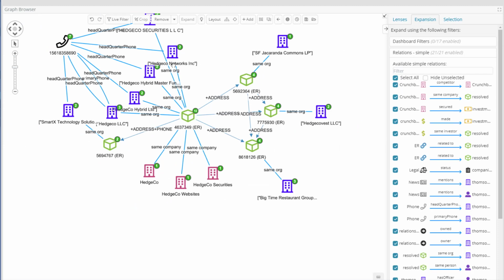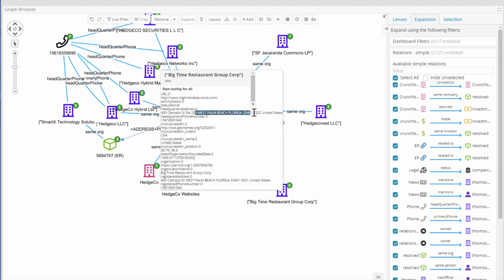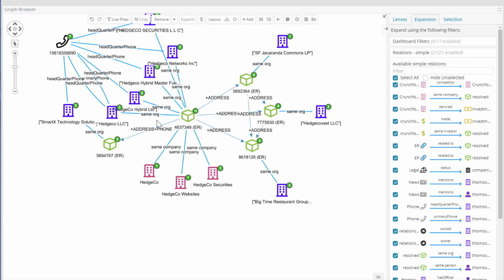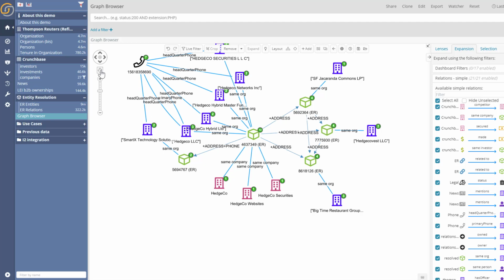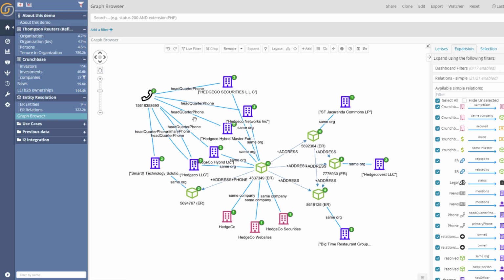Like Hedge Covest here, it's clearly quite connected. Also, there are others which apparently would have nothing to do with the original one, that in fact share the same very specific address, even though it's spelled differently. So, to conclude, I'm not claiming there is anything particularly suspicious here about this company. However, I believe that it is easy to see how Siren ER represents a superpower for investigators across many, many fields.